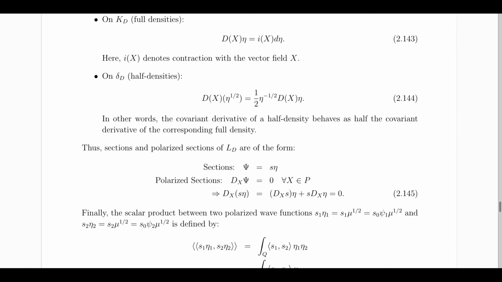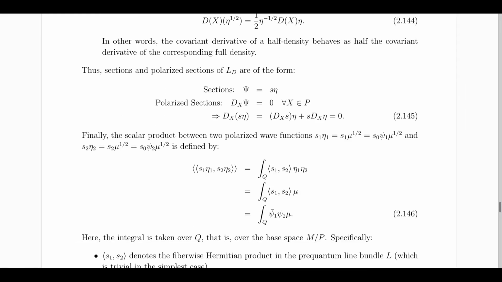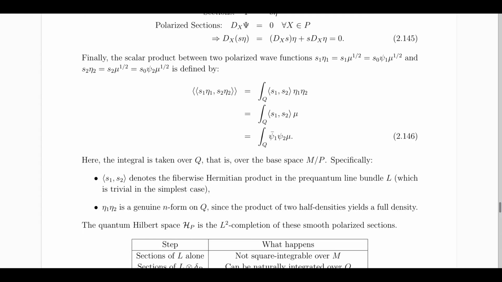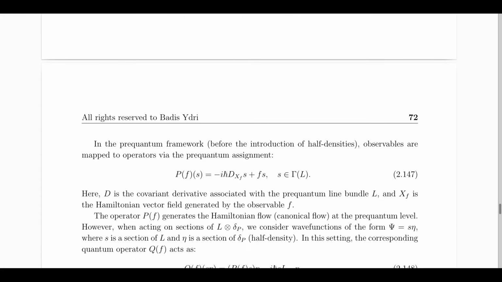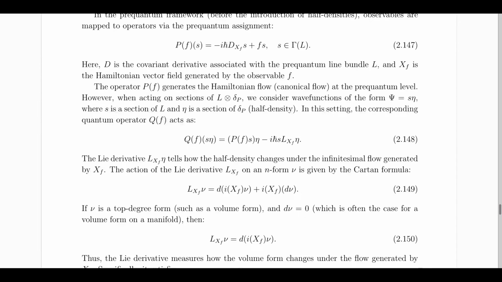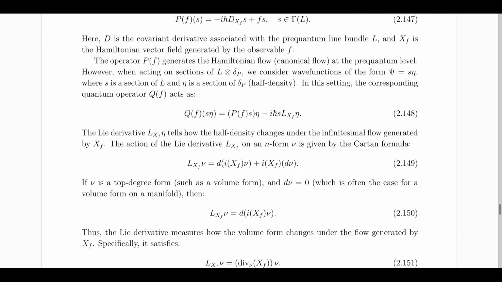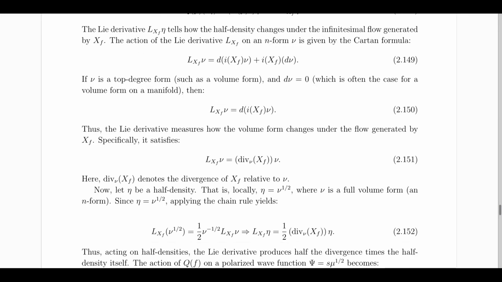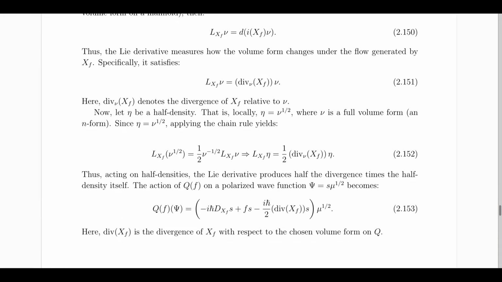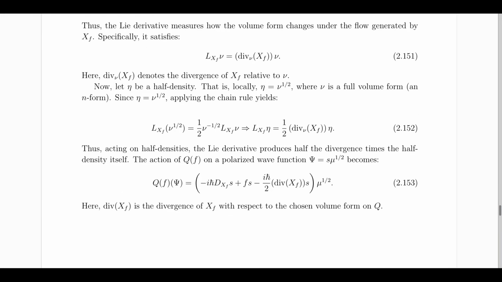Densities and divergence correction. There's one more twist. When quantum operators act on wave functions that include half-densities, an extra term arises. This is a correction involving the divergence of the classical Hamiltonian vector field. Physically, this correction ensures that the quantum operator is symmetric with respect to the inner product. Mathematically, it reflects how the volume element deforms under the flow.